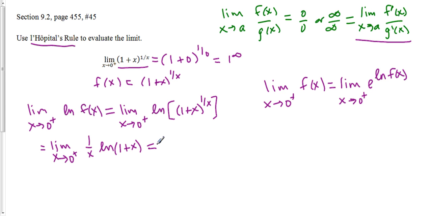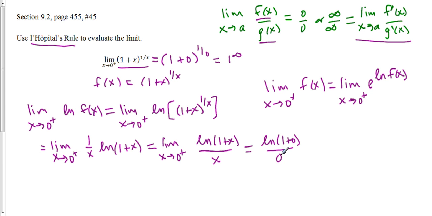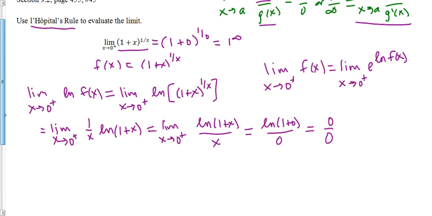Remember that to apply L'Hopital's rule, I need a numerator and a denominator, and this problem is already set up for that. So I've still got my limit as x goes to 0 from the positive side of the natural log of 1 plus x, over x. My next step is always to substitute in. So I'm going to get the natural log of 1 plus 0 over 0, and the natural log of 1 is 0. So I'm going to have 0 over 0. This is great because this is an indeterminate form that I can apply L'Hopital's rule to.